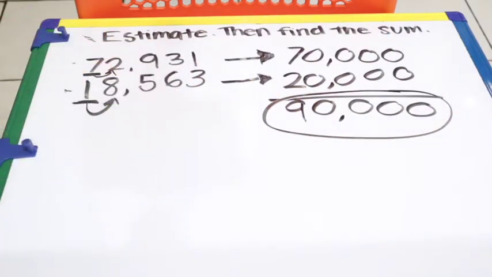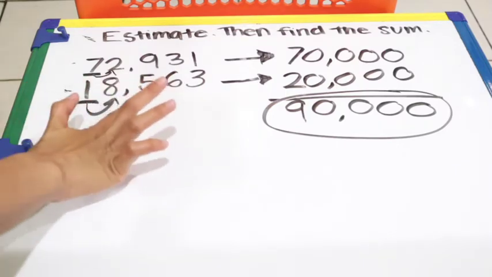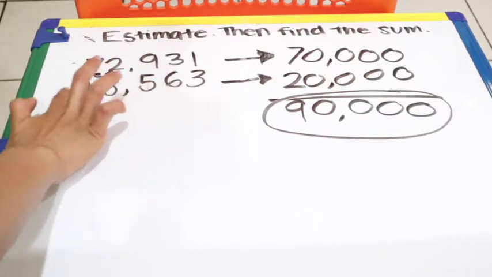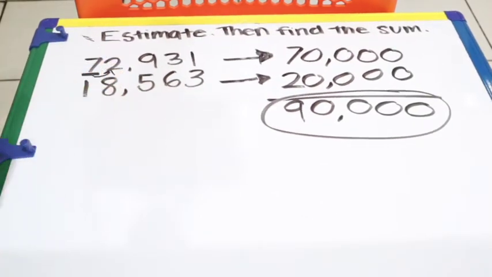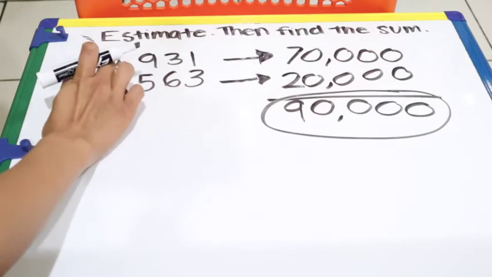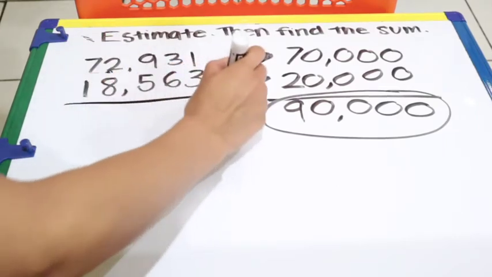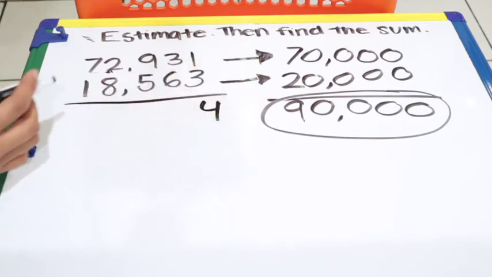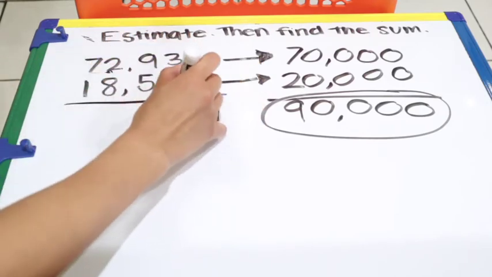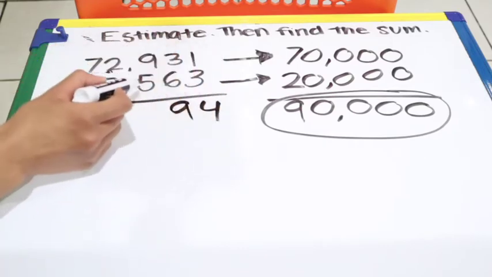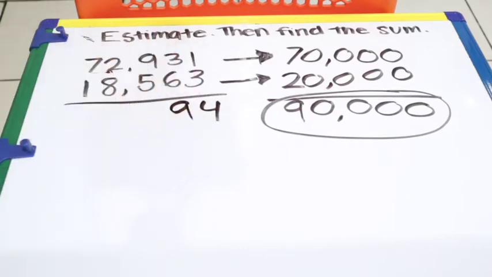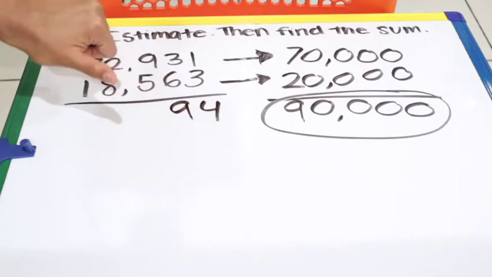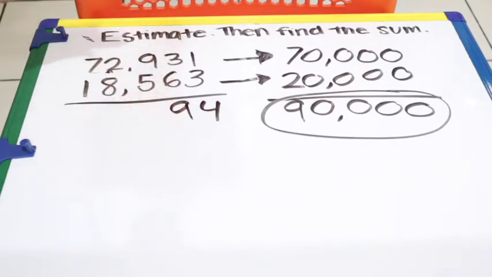Okay, time to find the sum of the original number. To do that, I'm just going to add these numbers up. Here we go. 3 plus 1 is 4. 3 plus 6 is 9. 5 plus 9, so we have 9, 10, 11, 12, 13, 14.